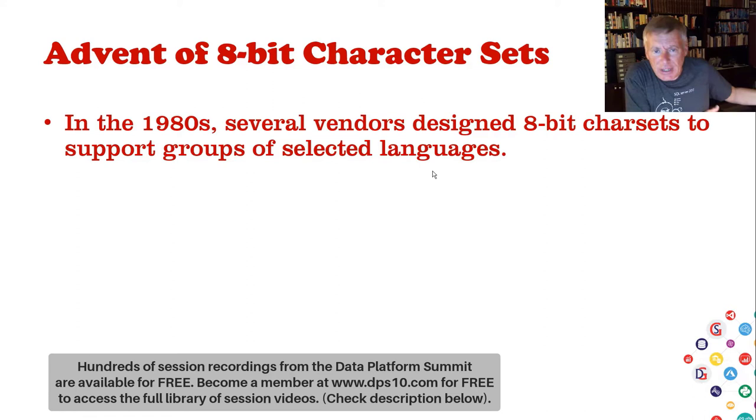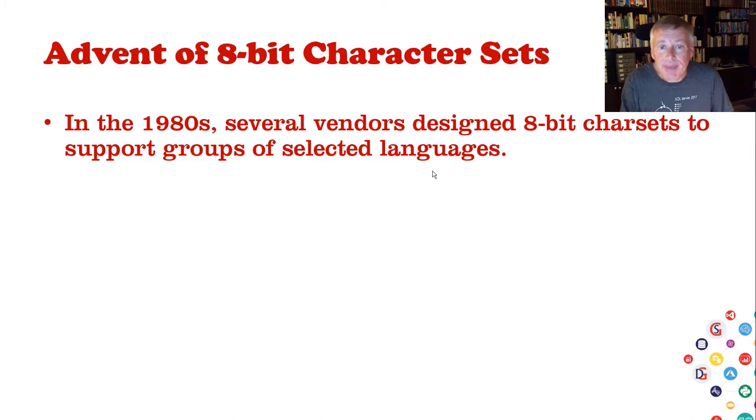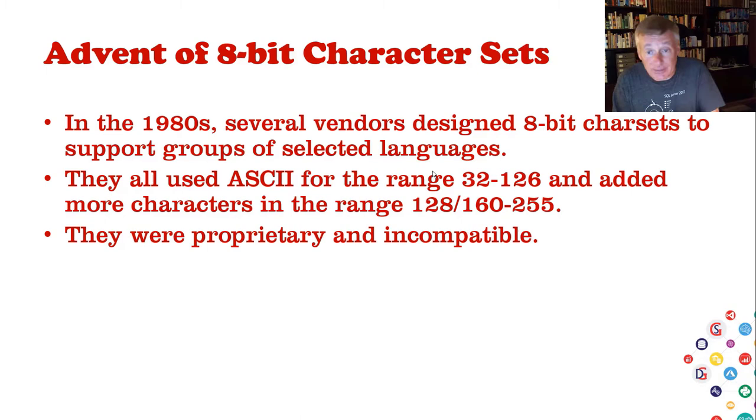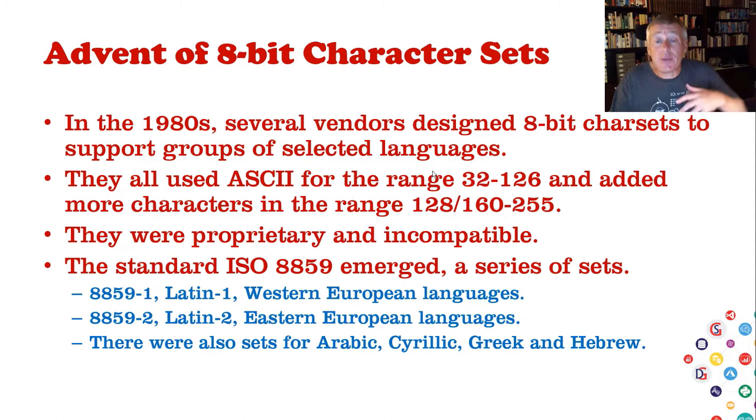So at least with 8-bit characters, we can have a couple of languages covered by one single character set. So they decided to work on that. And they all used ASCII for the range from 32 to 126 to be compatible. And then they added more range in 128 to 255, and sometimes they started at 160, to add more control characters. The problem here was that every vendor did this on their own, so they were proprietary and incompatible, but eventually a standard emerged, ISO 8859, and it was a series of sets.